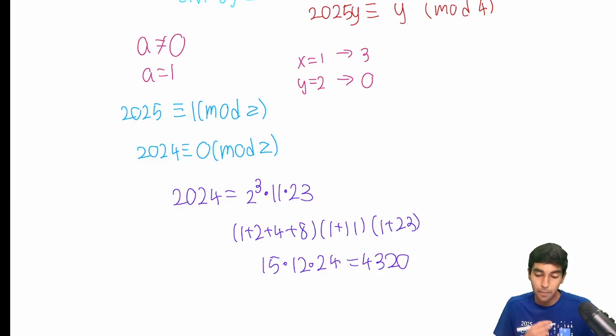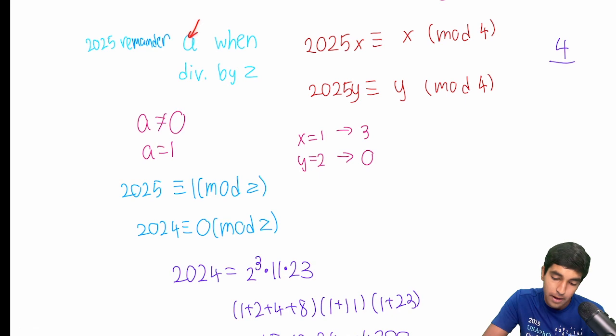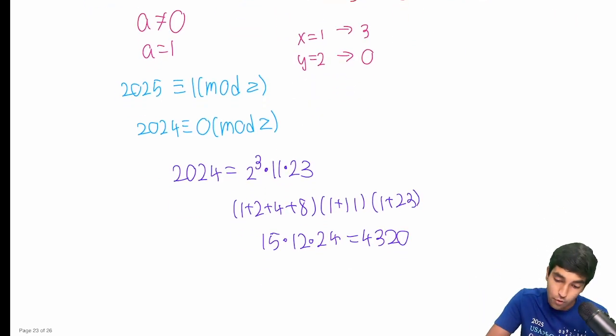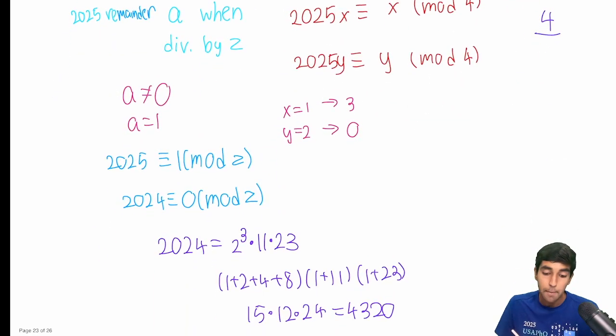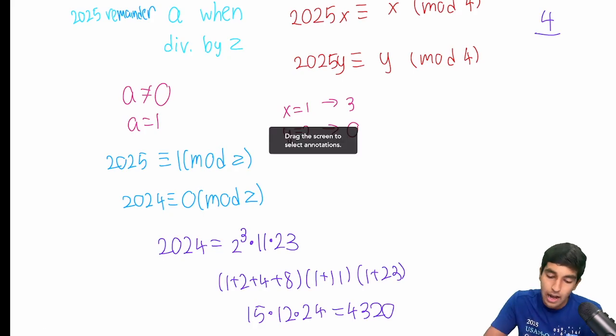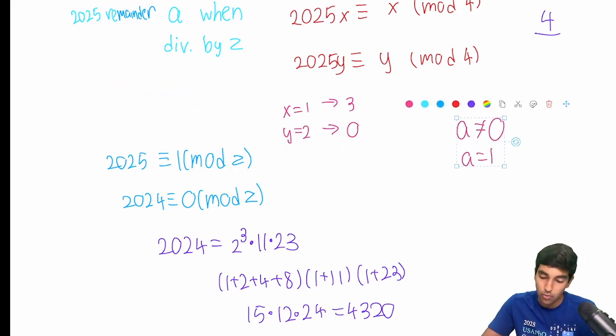4320. So the sum of the factors is 4320, but we're accounting an extra 1 because 1 doesn't work, right? 2024 does not leave a remainder of 1 when divided by 1. So we subtract 1, we get 4319. And actually in the choice, you would know this is the answer right away because this is the highest possible number. But let's just see why for a minute, why higher values of a do not actually work.